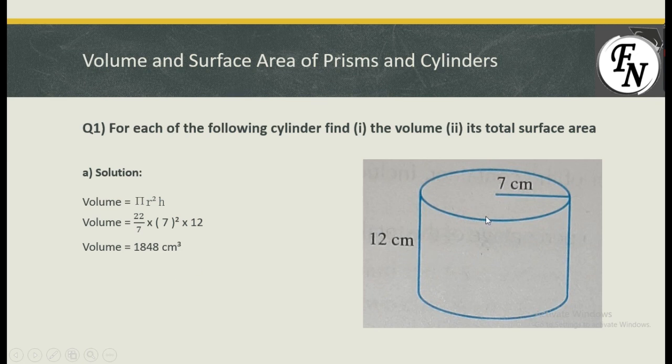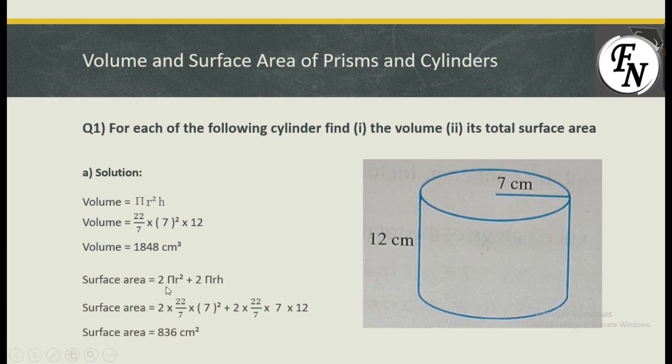When we talk about the surface area, the formula is 2 pi r square plus 2 pi r h, and we just substitute all the values: pi is 22 over 7, r is 7, pi is again 22 over 7, r is 7, and h is 12.